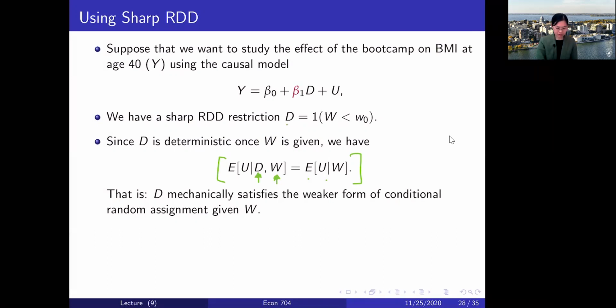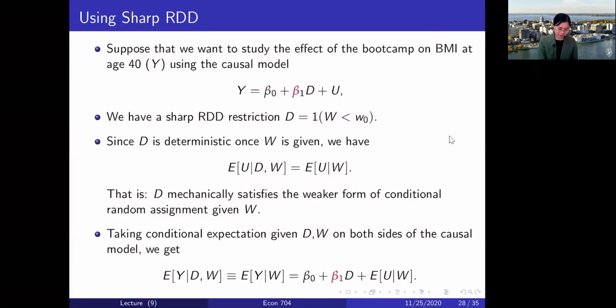So because of the definition of D, this conditional random assignment assumption for D is mechanically, automatically satisfied, which is great because that means we can then turn this causal model with an endogenous D into a conditional mean model of Y given D and W. So now if we take the conditional expectation of Y given D, W, then that actually equals the conditional mean of Y given W, because the information contained in D is nested in the information contained in W.